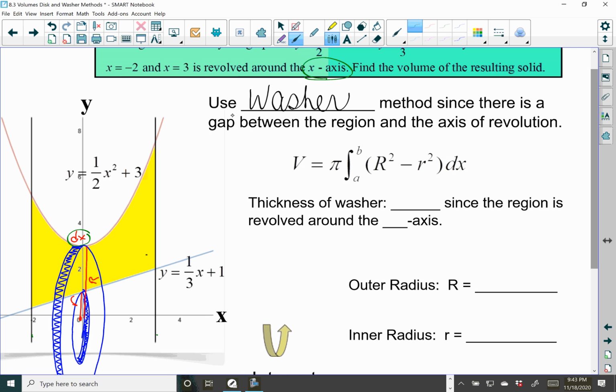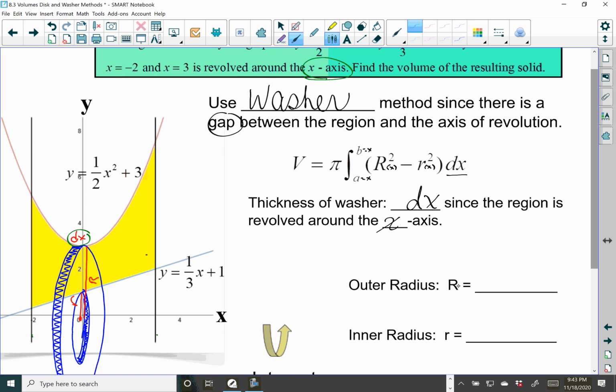Since there's a gap or a void space between the region and the axis of rotation, and since we're working in dx, these will all be measured or written in terms of x. These will be x values, right? x equals a and x equals b. The thickness of the washer is dx, since the region is revolving about the x-axis.